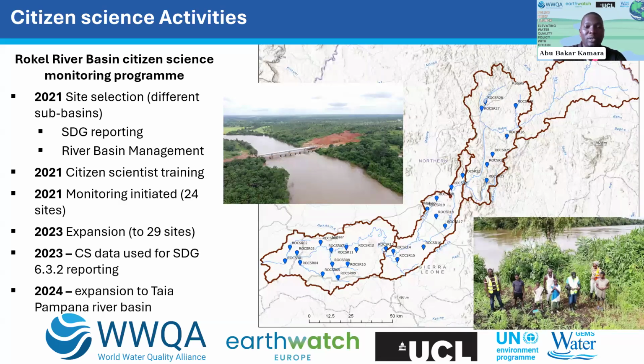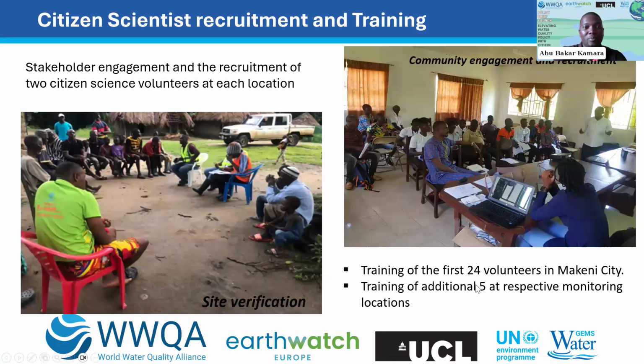So in 2021, the agency selected 24 sites along subcatchments within the Rokel River Basin. In the same 2021, we trained and established 24 locations that have 48 citizen scientists. So in 2023, we expanded the citizen science locations from 24 to 29, 5 were added. And for the first time in 2023, the agency used citizen science data for SDG 6.3.2 reporting. So in 2024, we also tried to expand to other river basins like the Taia and Pampana River basins, which is also in the south. Next slide, please.